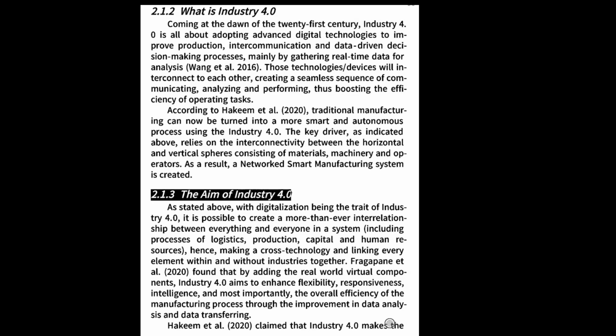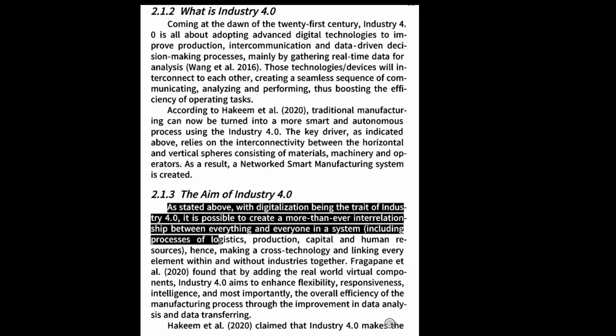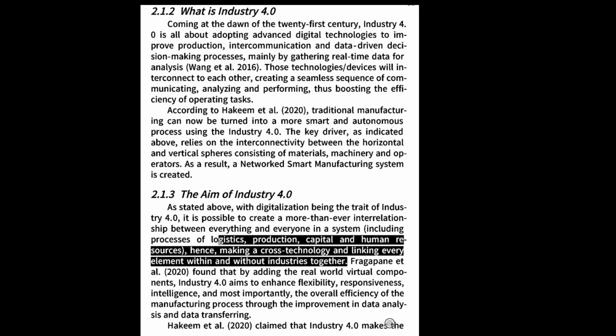2.1.3 The aim of Industry 4.0. As stated above, with digitalization being the trait of Industry 4.0, it is possible to create a more than ever interrelationship between everything and everyone in a system, including processes of logistics, production, capital and human resources, hence, making across technology and linking every element within and without industries together.